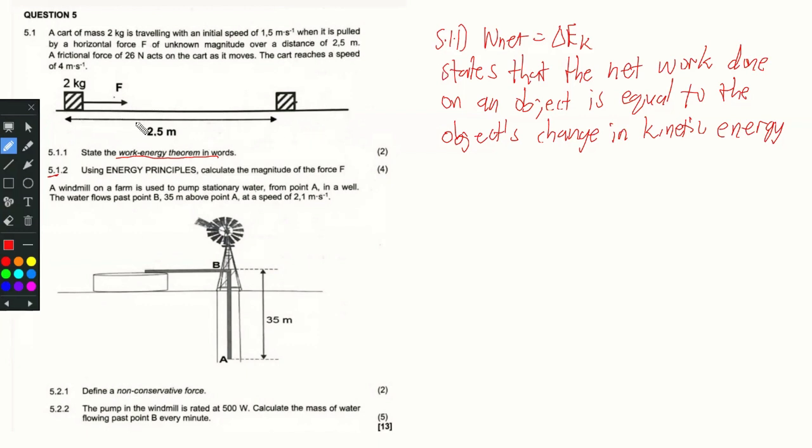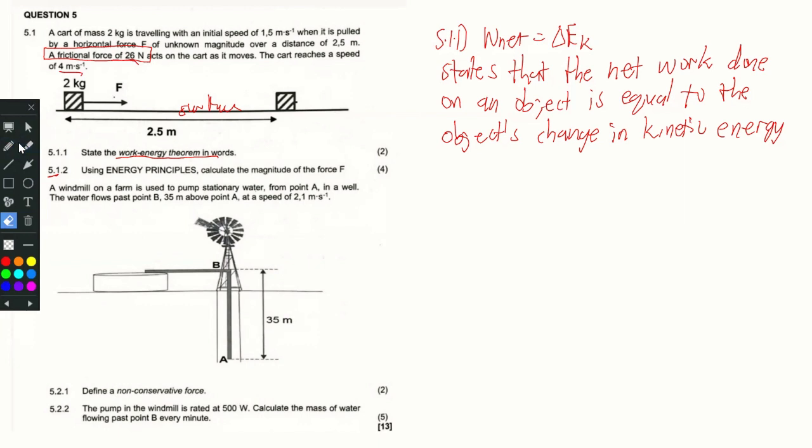A horizontal surface, right? So this is a horizontal surface. Now, let's check. Are we given any magnitude of the frictional force? Is there any friction? A car of mass 2 kg and a frictional force of 26 newtons. We should have highlighted that. And then the car reaches a speed of 4 meters per second.